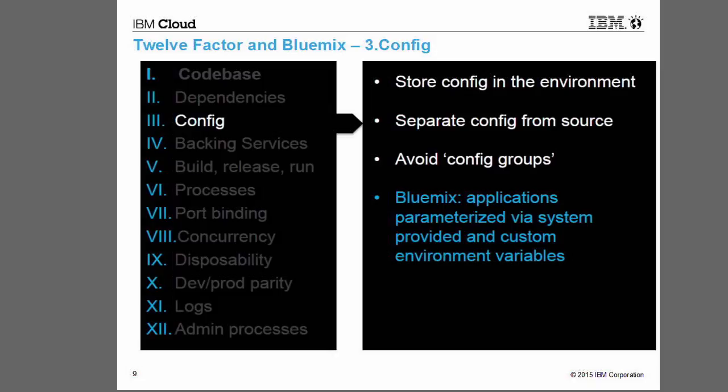The third factor in the 12 factors is configuration. Config, basically, this is about storing config in the environment, where what we want to do is store the configuration alongside the application itself. Things like where my particular database lives in development versus production. Those are also changed as you go along, but that can be tracked effectively.